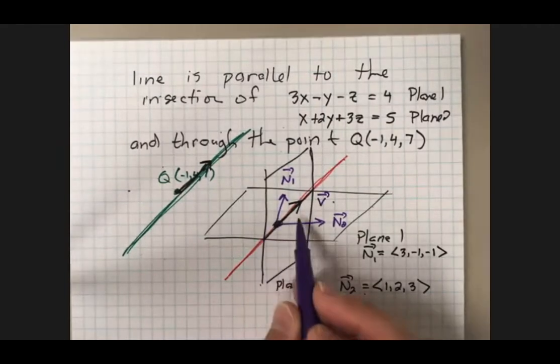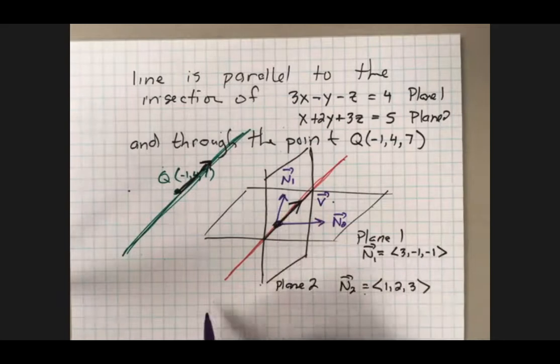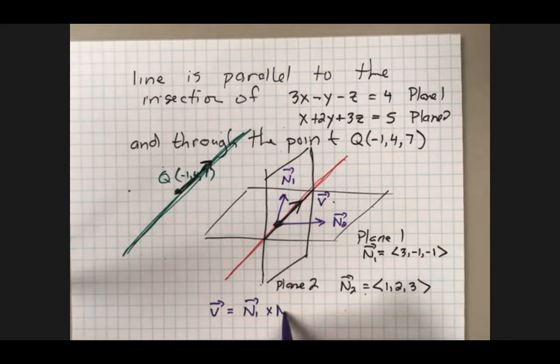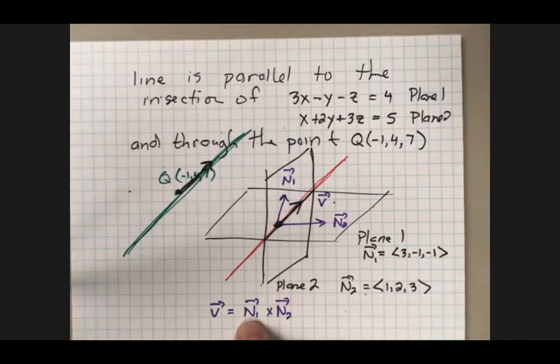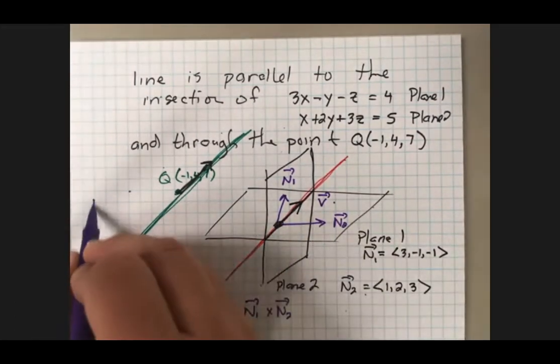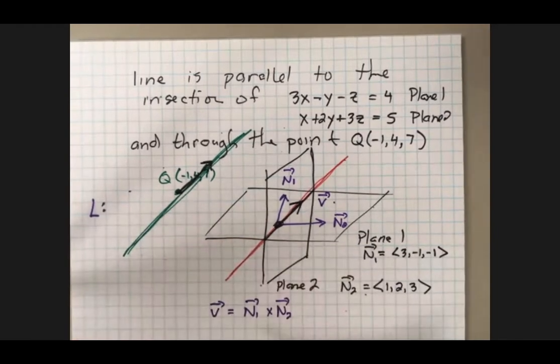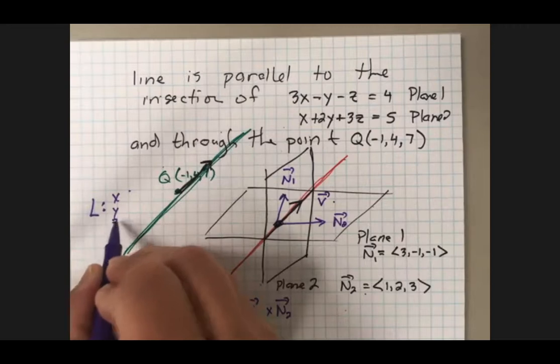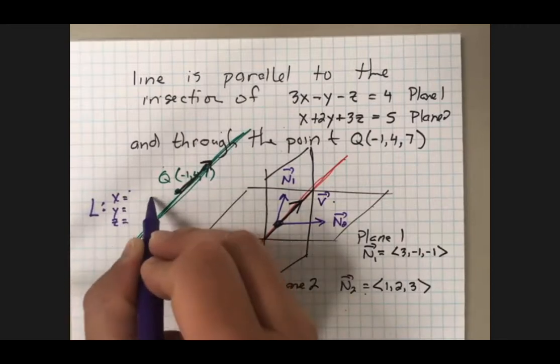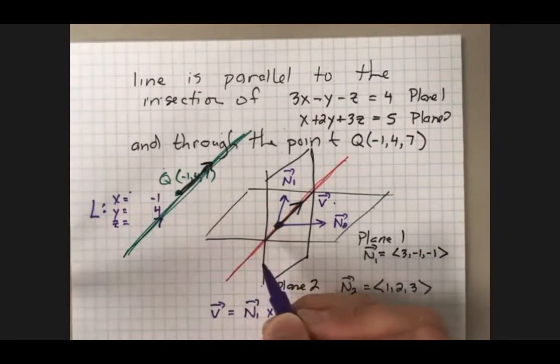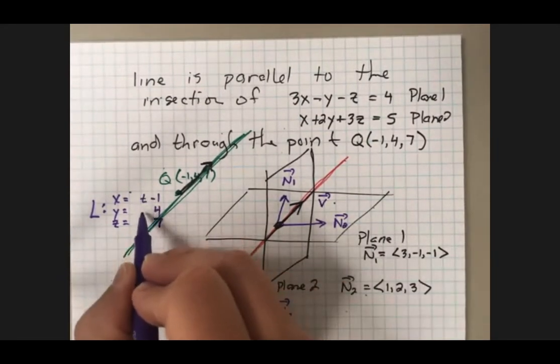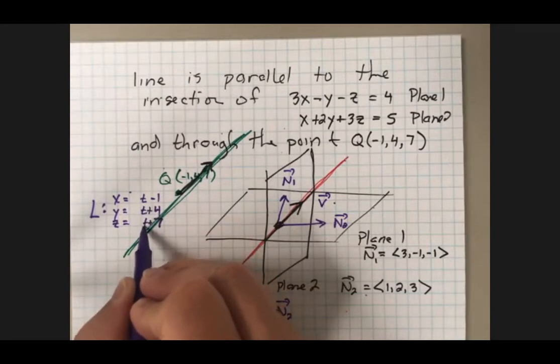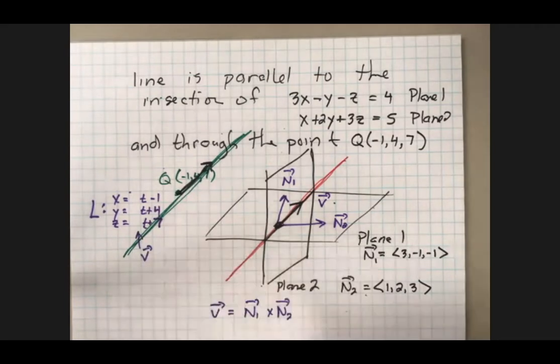So how do I discover a direction for the red line? I cross N1 and N2. Because if I set V equal to N1 cross N2, I automatically get something that's perpendicular to both N1 and N2. What would perpendicular to N1 and N2 be? Along the red line. Then I'll have a direction vector for my line through Q. Remember, the equation of a line, you've been working on some of these, is base point, (-1, 4, 7), and direction vector times parameter t. I need to insert the direction vector right there.